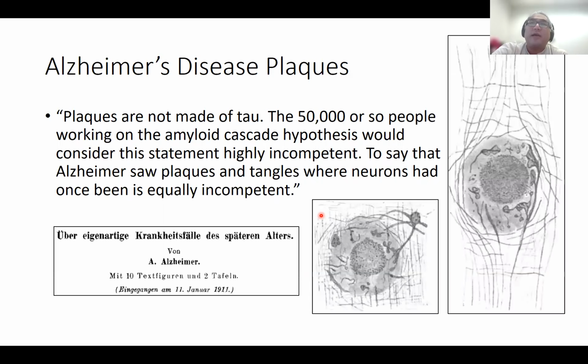So just to show you guys, this is Alzheimer's original description, and these are the images that he provided of what now we know are amyloid plaques. And you could clearly see that you have these dystrophic and swollen neurites that are intimately involved with the Alzheimer's disease plaque. And so, yes, amyloid plaques are made of beta amyloid, but they're complex structures where tau is coming in and becoming hyperphosphorylated and aggregated.